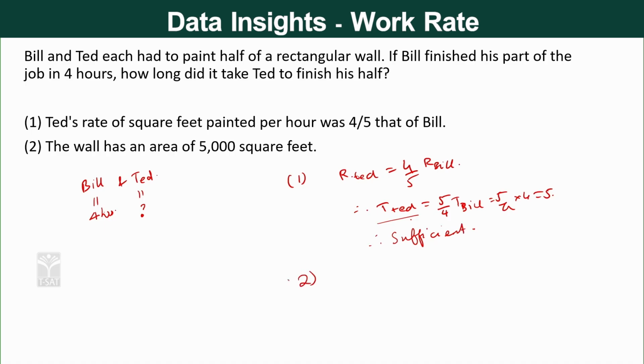Now, let us look at the second statement. The wall area is given as 5,000 square feet. This tells us nothing about the speed of Ted. Therefore, we cannot calculate how much time Ted took to finish his half. Therefore, this information is not sufficient to answer the question. And what is the answer option? Answer option is A. In data sufficiency, just remember the answer options. This answer option is A when statement 1 alone is sufficient to answer the question, but statement 2 alone is not sufficient. Let us move to the next question now.